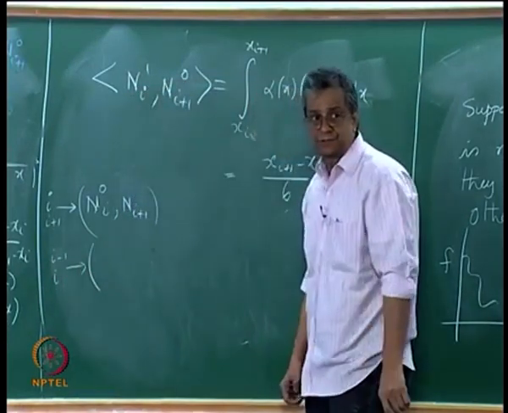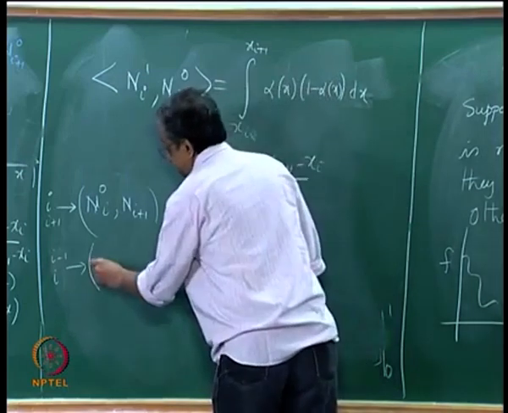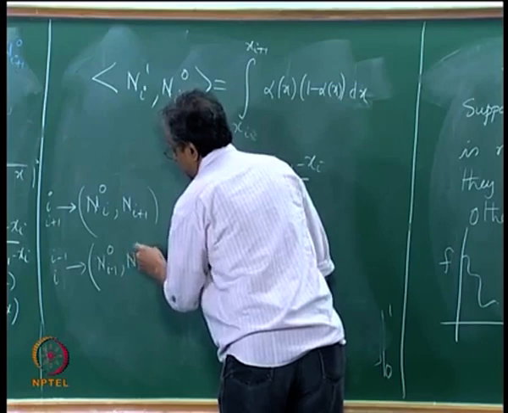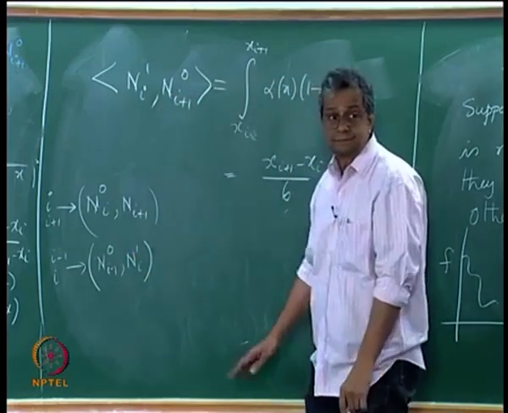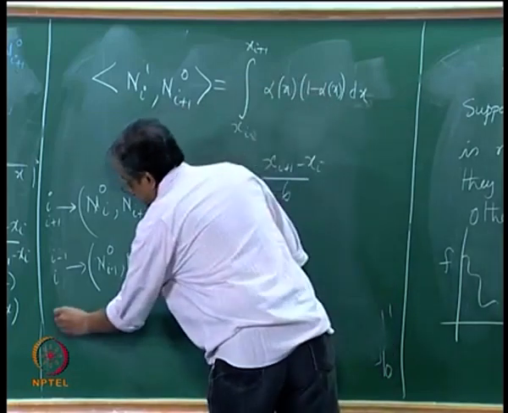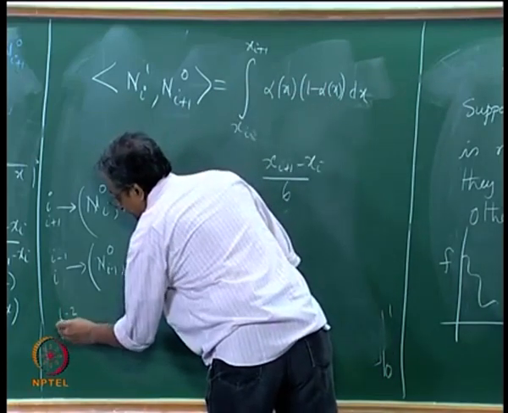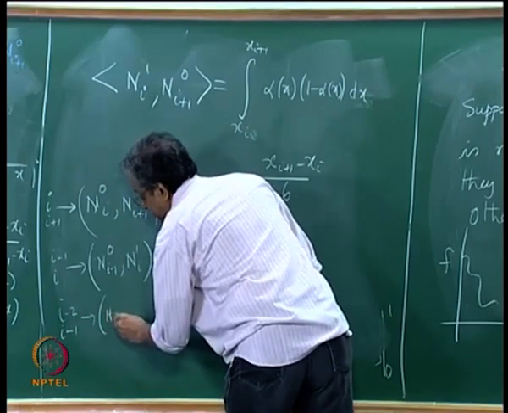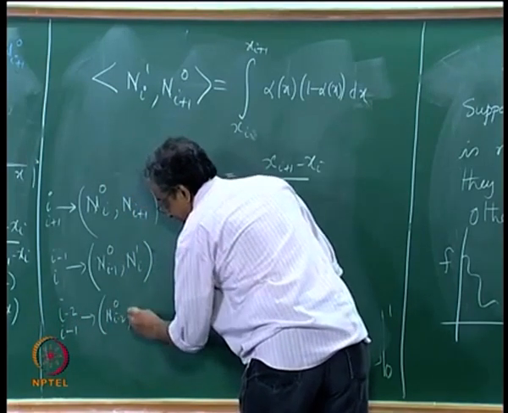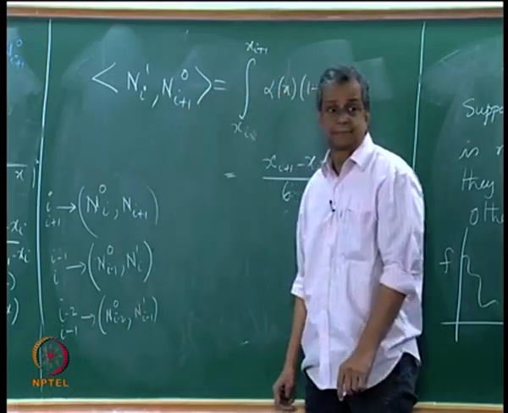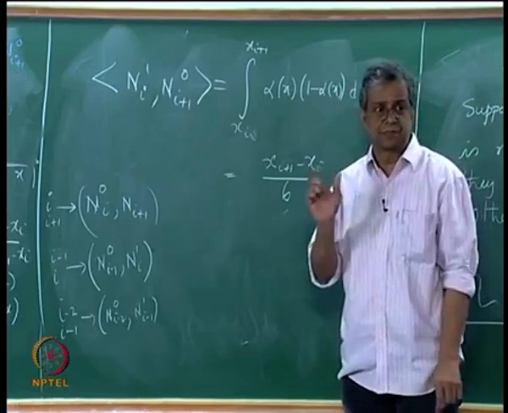The corresponding functions ni minus 1 0, ni 1. Am I making sense? If I go to the intervals I minus 2, I minus 1, I will have the functions ni minus 2 0, ni minus 1 1. Fine. On each of the intervals I will have two of these functions.